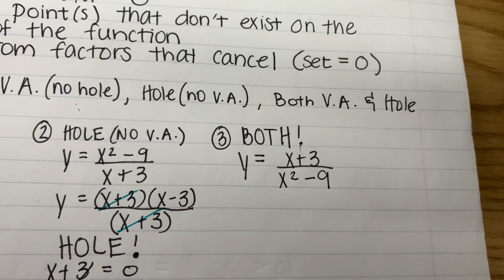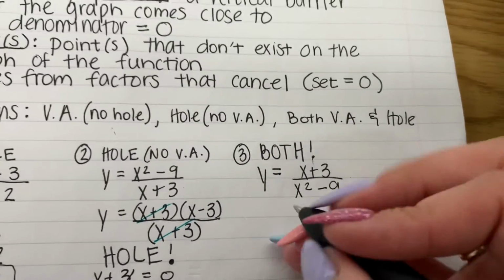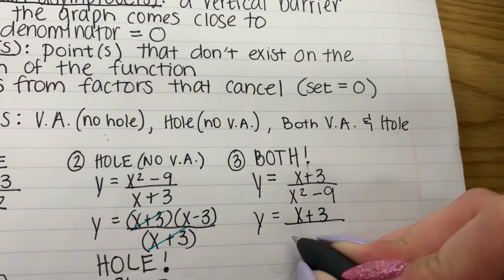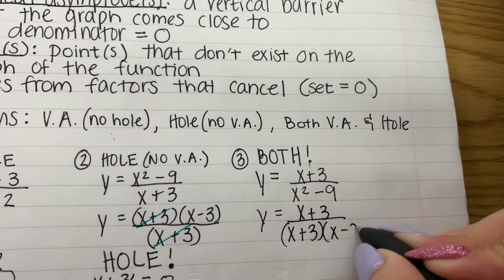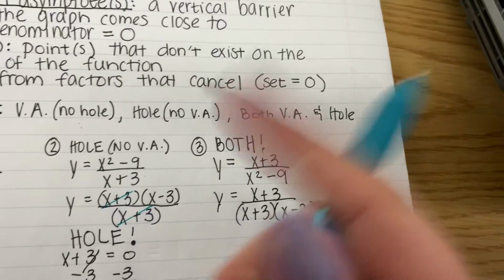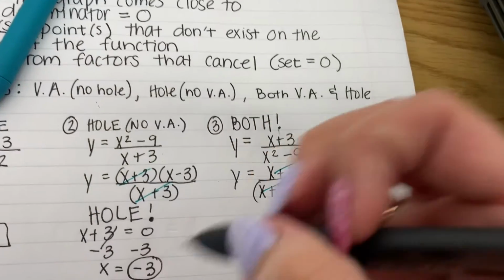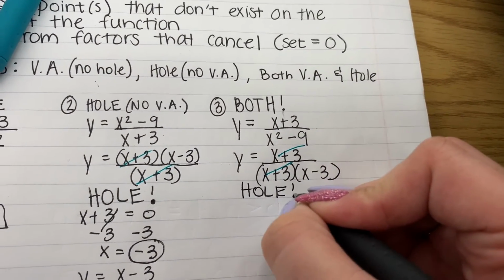The last option that we're going to look at today is if you have both a vertical asymptote and a hole. So this equation almost looks exactly the same as number 2, but it's going to look completely different when we start doing the math. So we factor that x squared minus 9 the exact same way. It's a difference of squares, x plus 3, x minus 3. We can see that we can cancel out those x plus 3's. So there's your alarm. There's a hole in the graph.